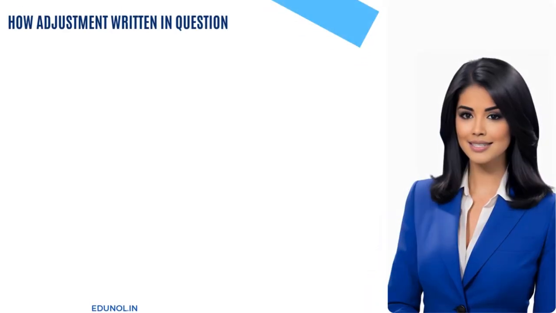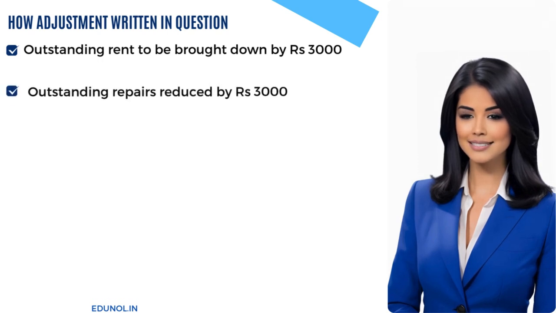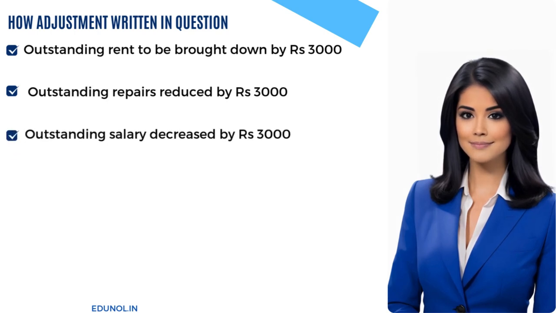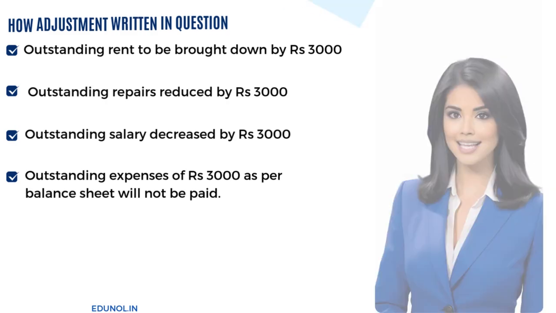Next, we come to how adjustment for outstanding expenses reduced is written in the question. Here are a few examples. First, outstanding rent to be brought down by 3,000 rupees. Second, outstanding repairs reduced by 3,000 rupees. Third, outstanding salary decreased by 3,000 rupees. Fourth, outstanding expenses of 3,000 rupees as per balance sheet will not be paid.